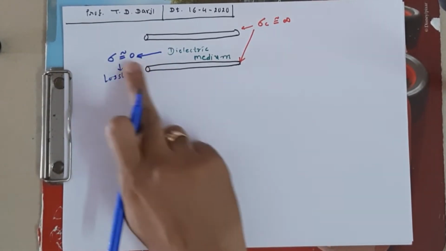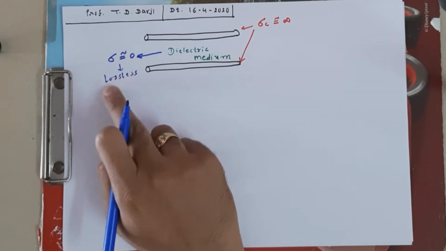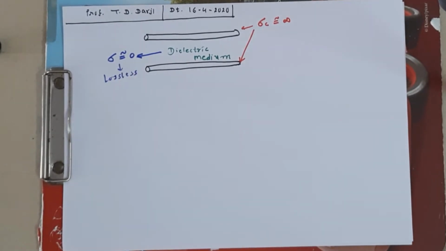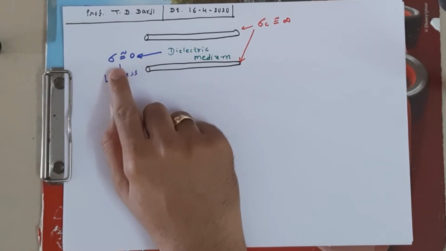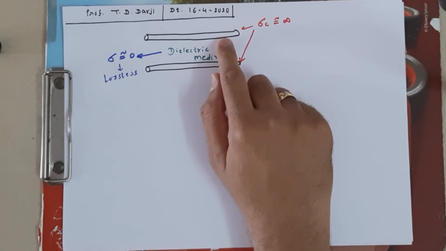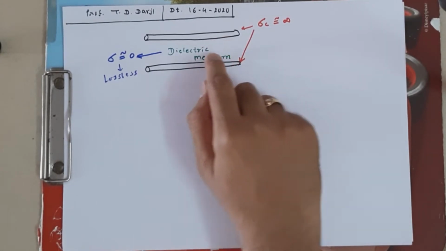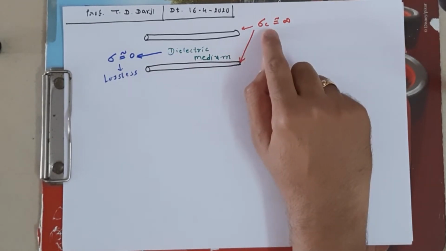So if the conductivity of this dielectric medium is zero, it is a lossless transmission line. And if this conductivity is not zero and has some finite value, it is a lossy dielectric medium and the transmission line is a lossy transmission line. So whether your transmission line is lossy or lossless depends on the conductivity of the dielectric medium, not on the conductivity of the conductor.